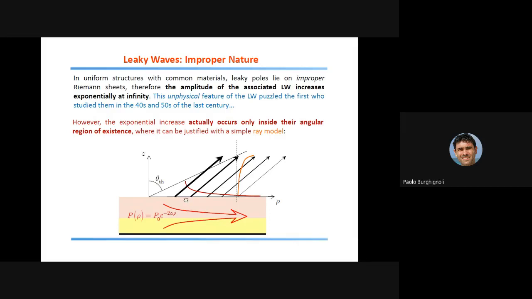So with this simple ray optical representation of leakage, you can understand why you should find an exponential increase of the field that is associated with the exponential decrease of the field in the radial direction. Of course, this occurs until you reach the shadow boundary, which is defined by the threshold angle, after which the leaky wave does not exist anymore. And so in that case, you go into the region where you have only the geometrical optics contribution.